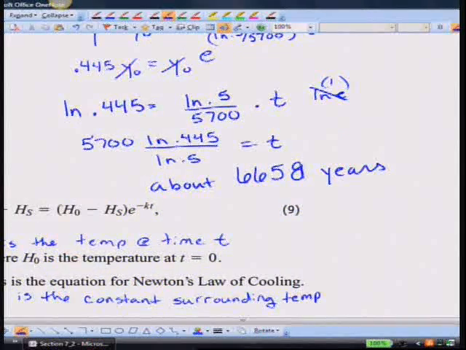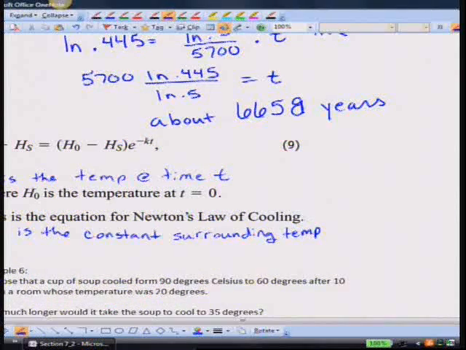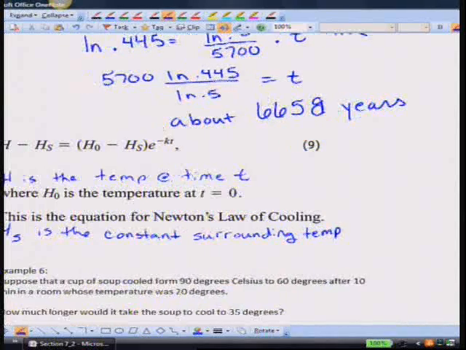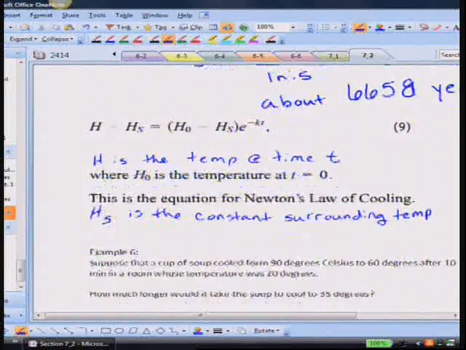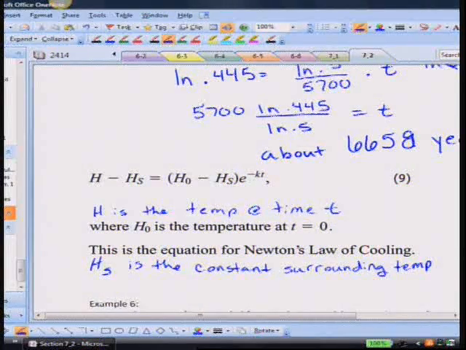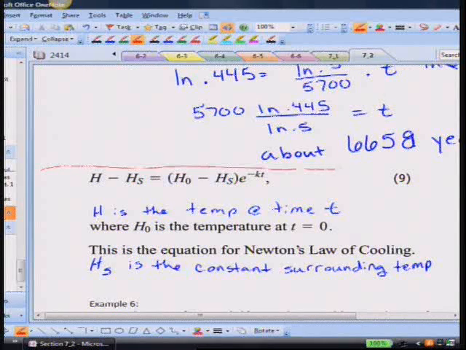Okay, one more formula that kind of deals with this whole thing is Newton's law of cooling. One more application. Here you go. This is Newton's law of cooling: H minus H sub s is equal to H sub 0 minus H sub s times e to the negative kt. So H is the temperature at a given time, t. H naught is the temperature when it starts, and H s is the constant surrounding temperature. Those are the different parts that go into our formula.